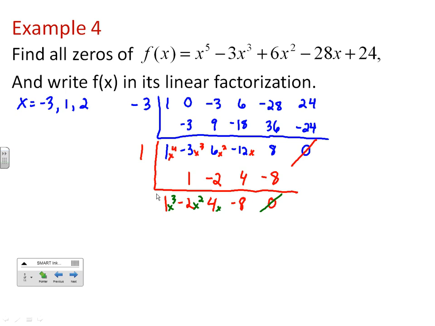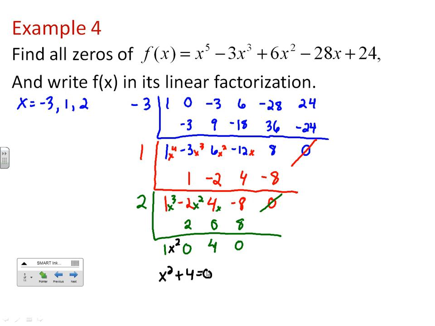Now I'm going to do this with 2 as my 0. So drop the 1. 2 times 1 is 2. That's going to give me 2. 2 times 2 is 4. 0 plus 4 is 4. 2 times 4 is 8. -8 plus 8 is 0. So what I'm left with now is x squared plus, I don't have an x, plus a number equals 0. So what I have, I can now solve to get my x's that are left over.